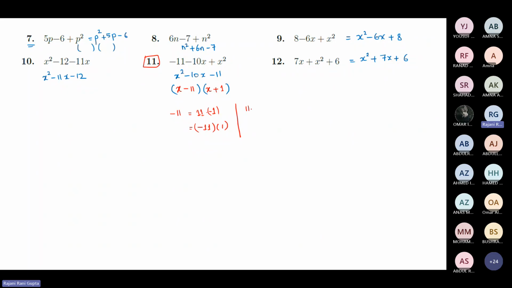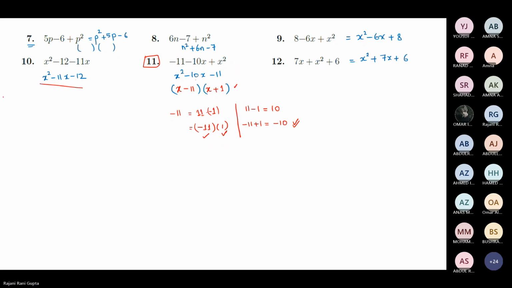So if we do 11 minus 1 gives you 10. And if I do minus 11 plus 1, it gives me minus 10. What I need here? Minus 10. So this will work. So your numbers are minus 11 and 1. So these are the factors, okay?